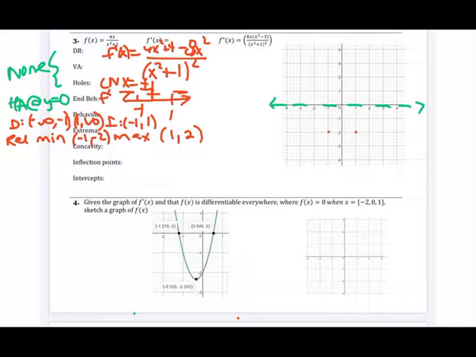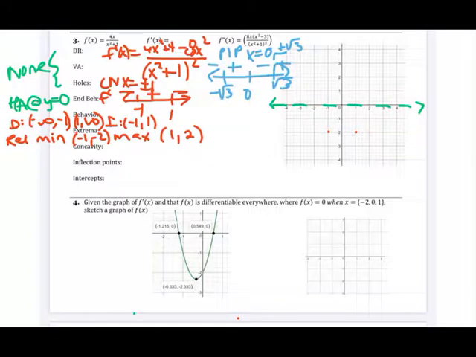And then we can begin analyzing the second derivative. Looking at the second derivative that we already have, it exists everywhere. It's going to be 0 when x is 0 or plus or minus root 3. So I'm going to set up my second derivative number line and analyze the behavior.